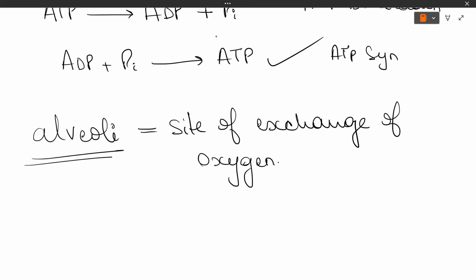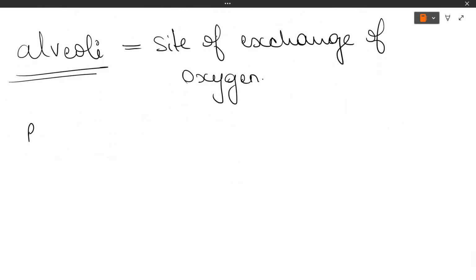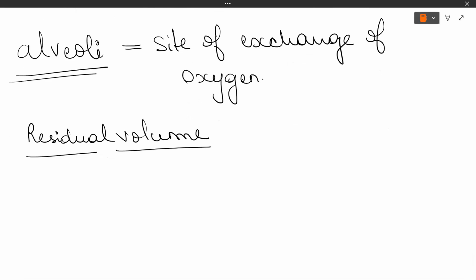Now what happens whenever we breathe normally, there is still some amount of air left in our lungs. That is known as our residual volume. Just imagine if all the air of our body is taken out, then we will be lifeless, isn't it? That is why a residual volume of air is present in our lungs. It is always there.